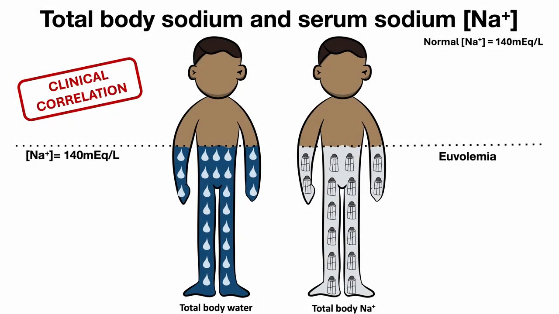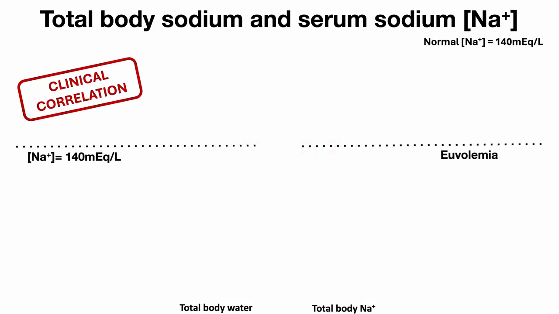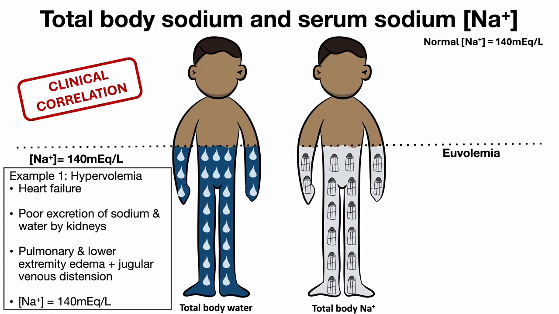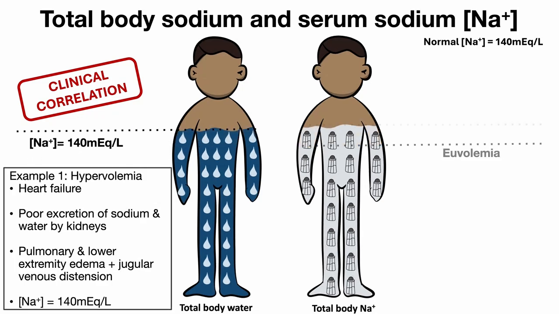These concepts are best illustrated by a series of simplified clinical examples for context. In example 1, we have a patient with heart failure and poor excretion of sodium and water by the kidneys, with exam findings of pulmonary and lower extremity edema with jugular venous distension. All of these are suggestive of a hypervolemic state and high total body sodium. A normal serum sodium of 140 milliequivalents per liter represents a normal concentration of sodium to water. Therefore, we observe a proportional rise in total body water, as depicted here.